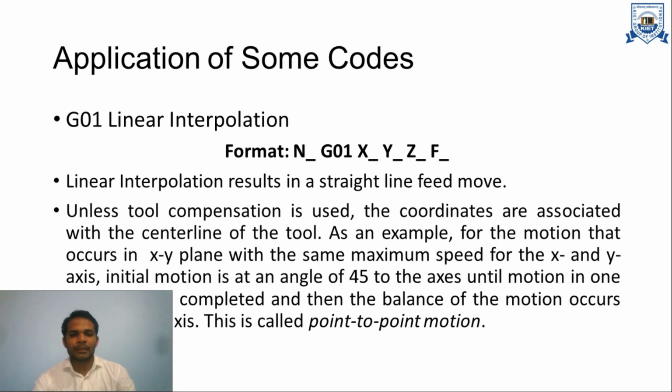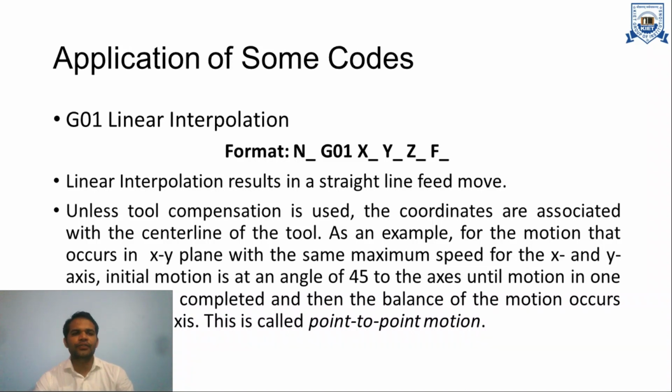So basically linear interpolation results in a straight line feed move. Unless tool compensation is used, the coordinates are associated with the center line of the tool. As an example, for a motion that occurs in the XY plane with the same maximum speed for the X and Y axes, the initial motion is at an angle of 45 degrees to the axis until motion in one direction. So basically this is called point to point motion in G01 interpolation.